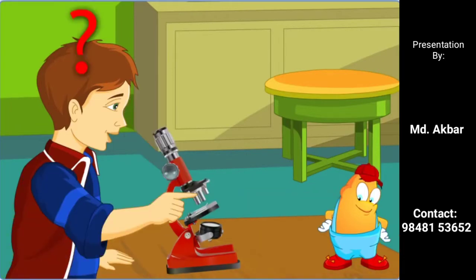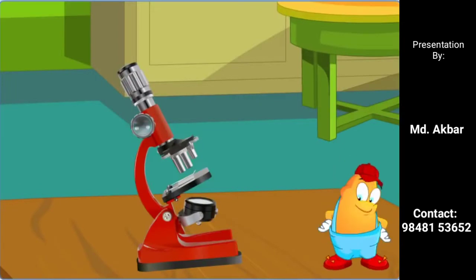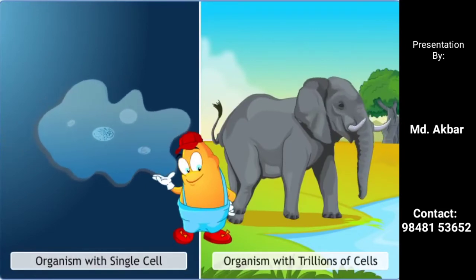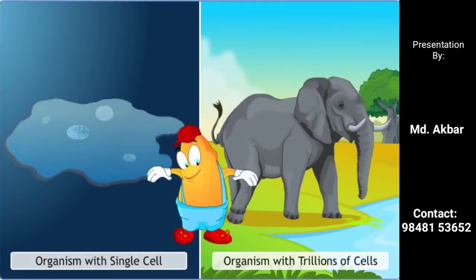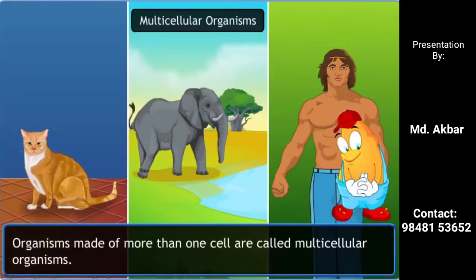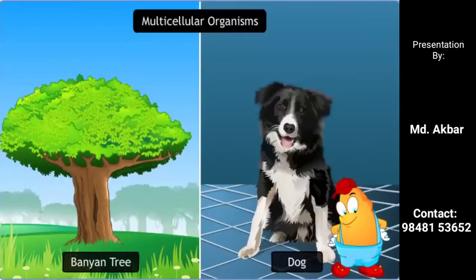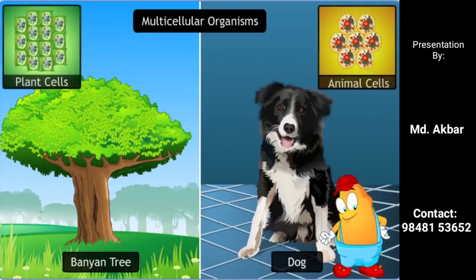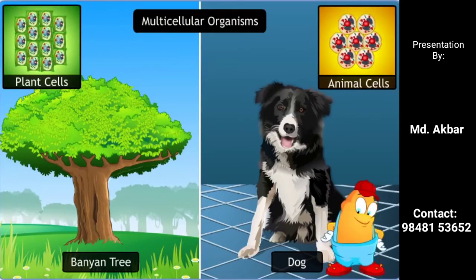So how many cells does an organism have? Well, it depends on the organism that you are referring to. There are some organisms that are made of a single cell, and some that consist of trillions of cells. Trillions of cells? That's right. Organisms that are made up of more than one cell are called multicellular organisms. For example, a banyan tree or an animal like a dog has trillions of cells. These organisms require a large number of cells to run their complex systems.